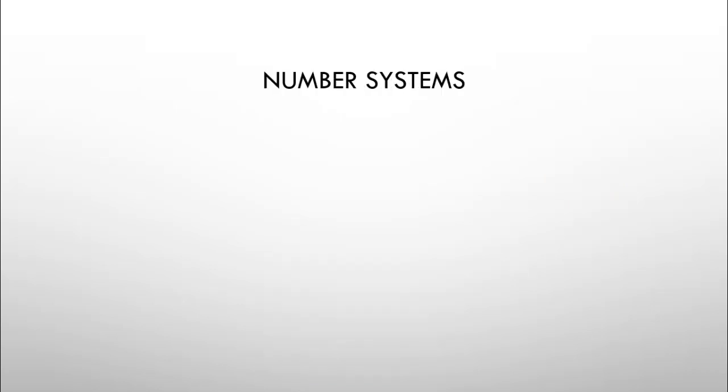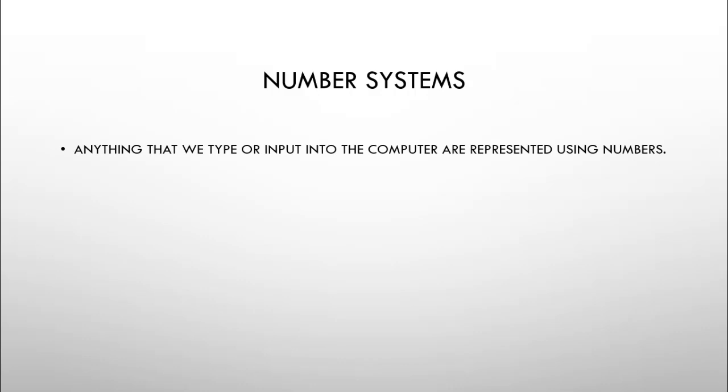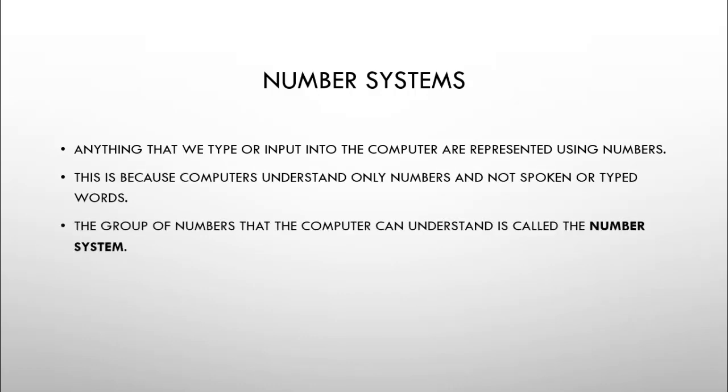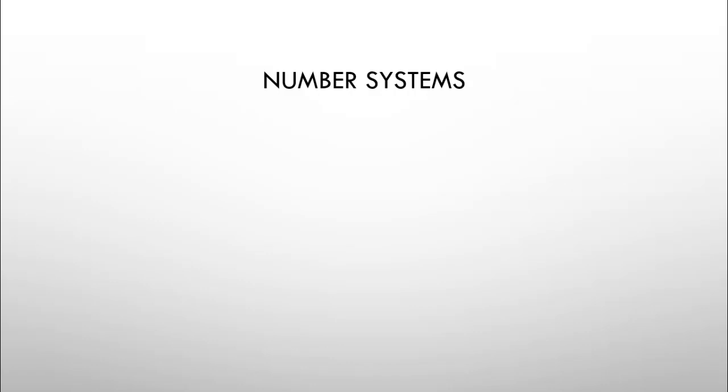We have to talk about number systems. We know anything that we type or input into the computer is represented using numbers. Why? Because computers understand only numbers. A group of numbers that the computer can understand is called the number system. So the computer can understand not only binary, they understand, or convert among, four different types of numbers. Let's see the number systems, or the numbers that are there in the number systems.